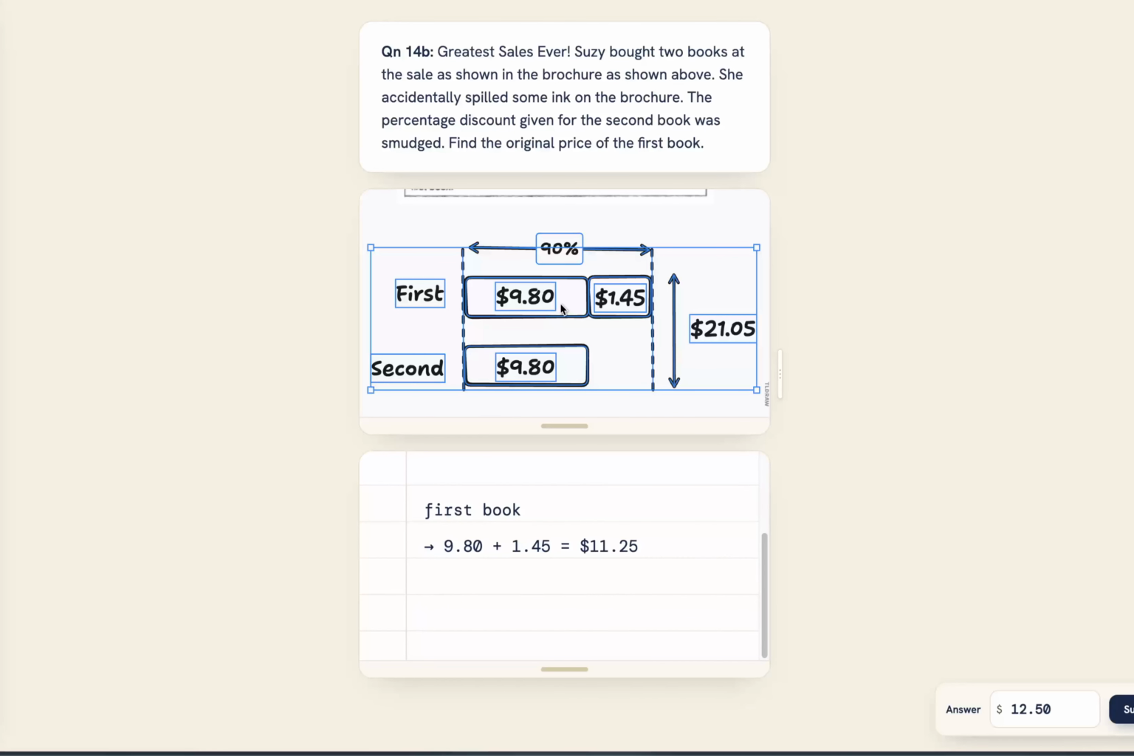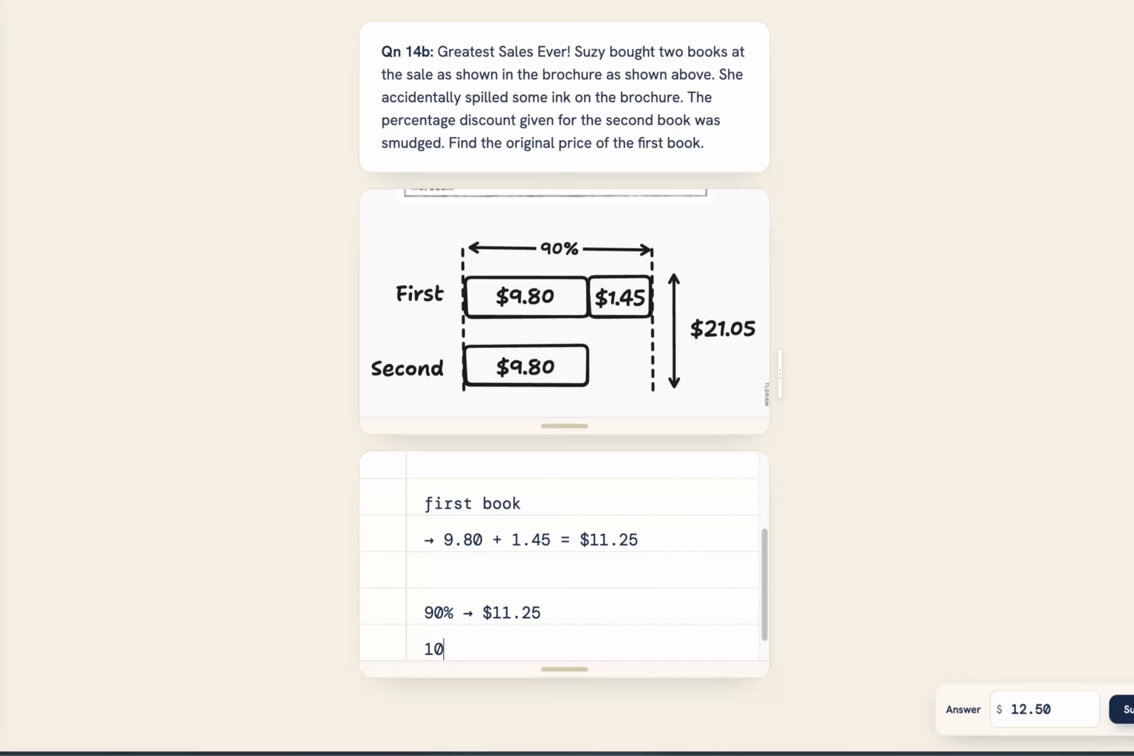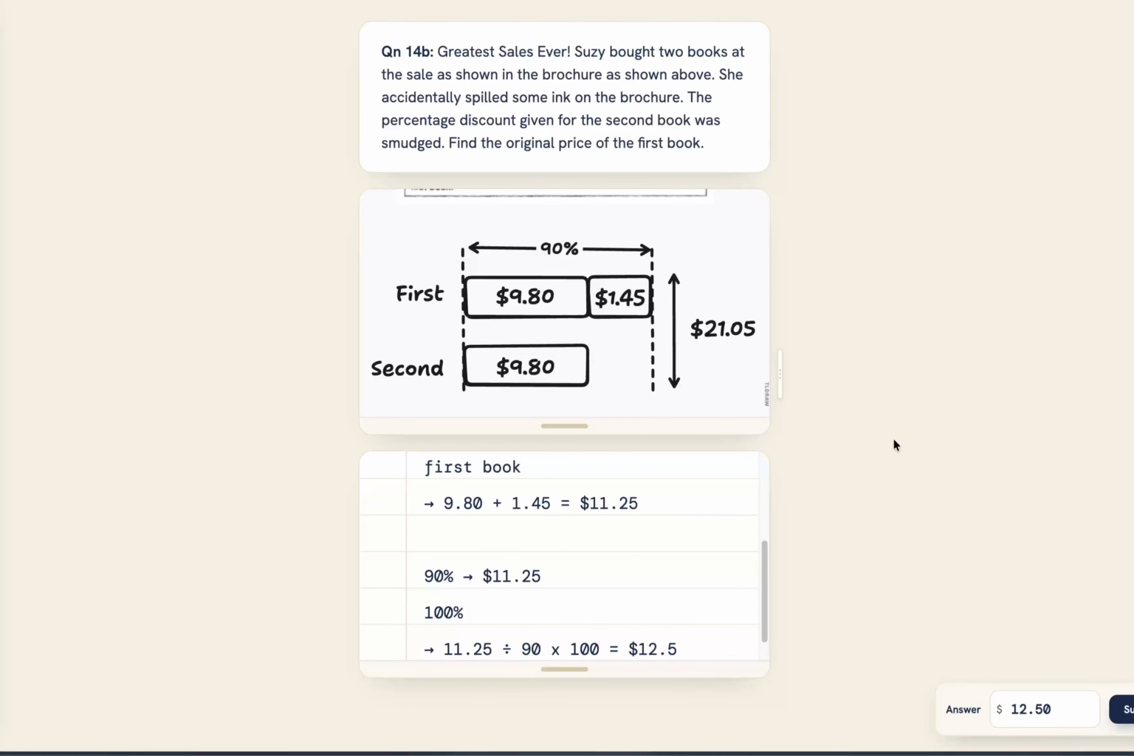So for part B, question 14, part B. Find the original price of the first book. So for the first book itself, we know that this $11.25 is 90%, versus a 10% discount. So 100% is basically 11.25 divided by 90 times 100. And this is equal to $12.50.